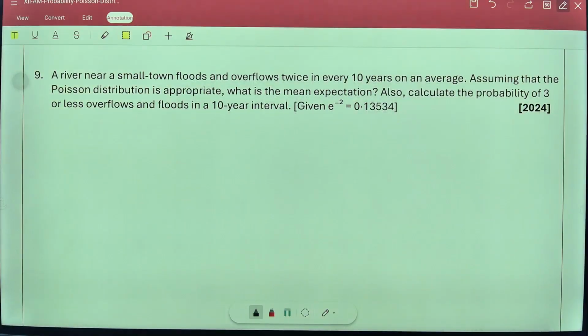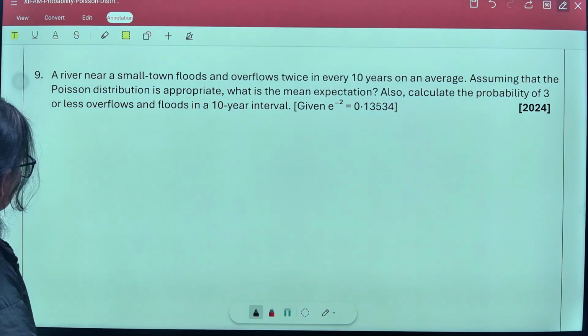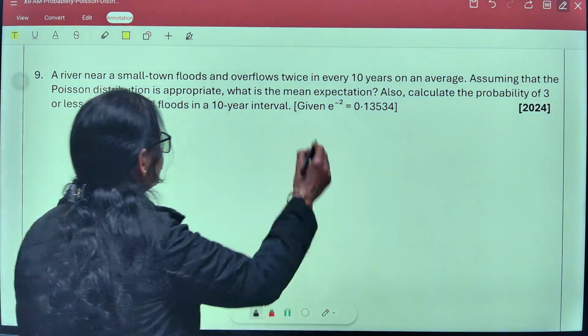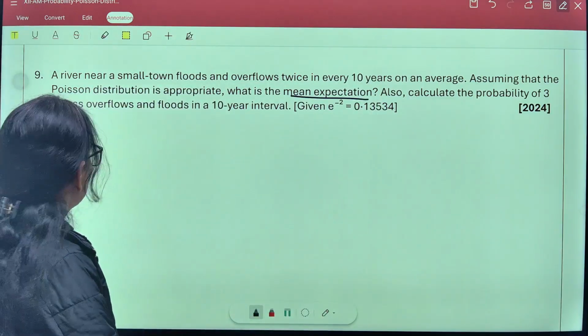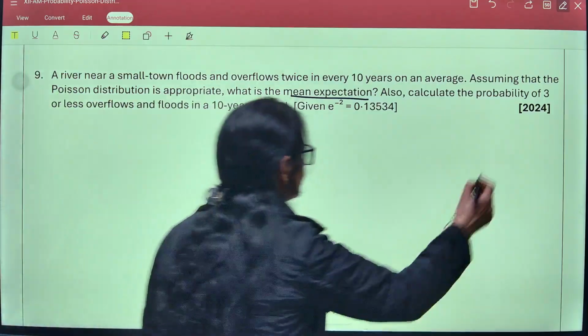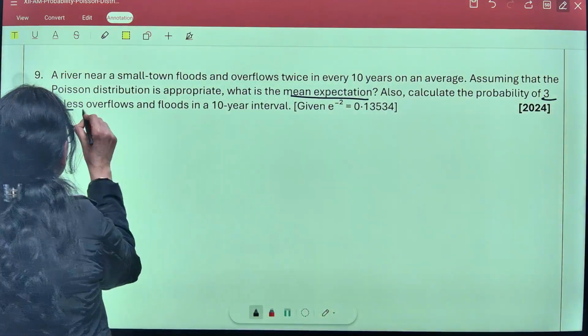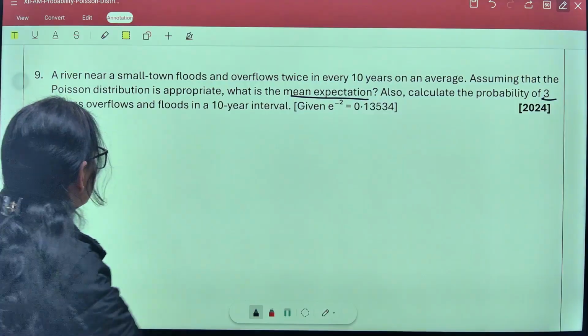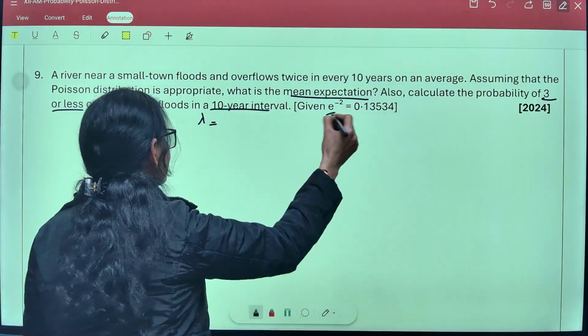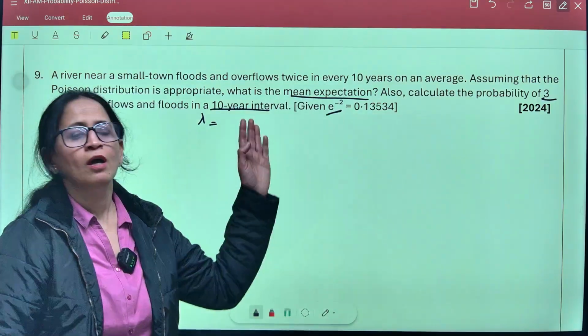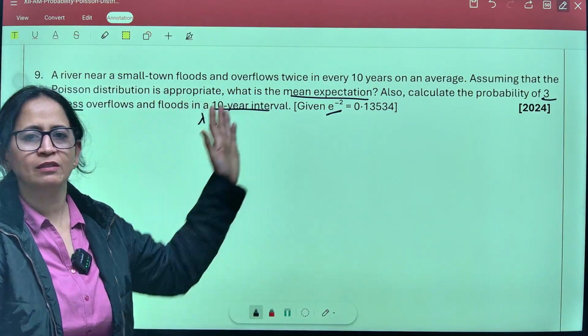A river near a small town floods and overflows twice in every 10 years on an average. Assuming that the Poisson distribution is appropriate, what is the mean expectation? So you need to find the mean expectation. Also calculate the probability of 3 or less overflows and floods in a 10-year interval. So let's first find what is lambda. Even though this gives you a hint that lambda is going to be 2, but you need to write and show that it is 2.